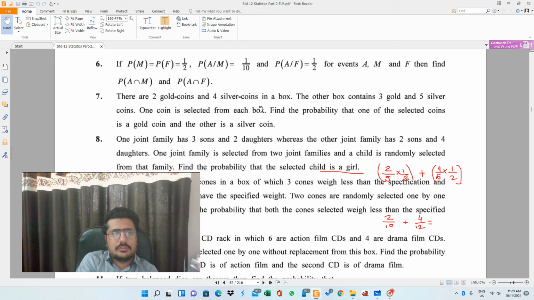Let me read the question first. There are two gold coins and four silver coins in a box. The other box contains three gold and five silver coins. One coin is selected from each box. Find the probability that one of the selected coins is gold and the other is silver.